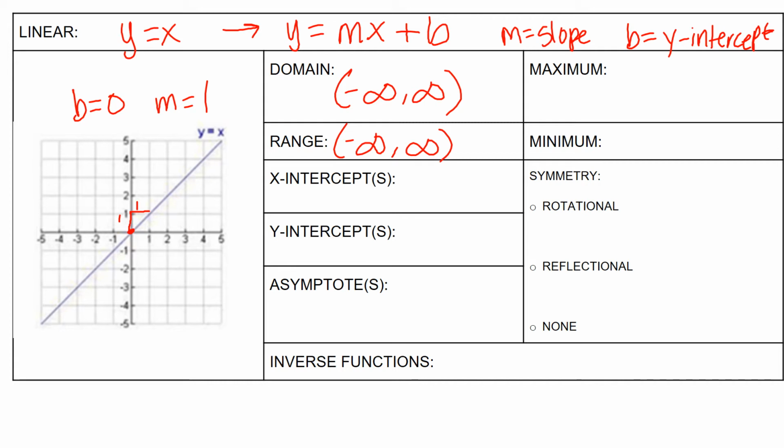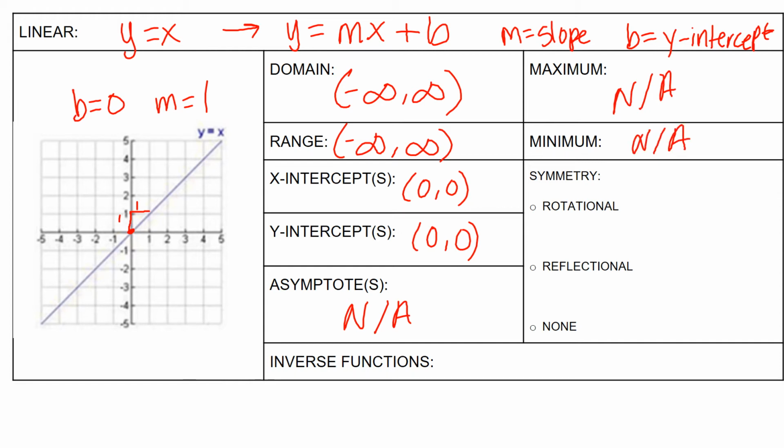X-intercept. The x-intercept of the parent function is smack dab at the origin. And so is the y-intercept. Do you guys understand where these attributes are coming from? Yeah? Okay? Asymptote. Is there an imaginary boundary line preventing me from going on forever? No. So it's an NA. My maximum does not exist because I go on forever. My minimum does not exist because I go on forever.